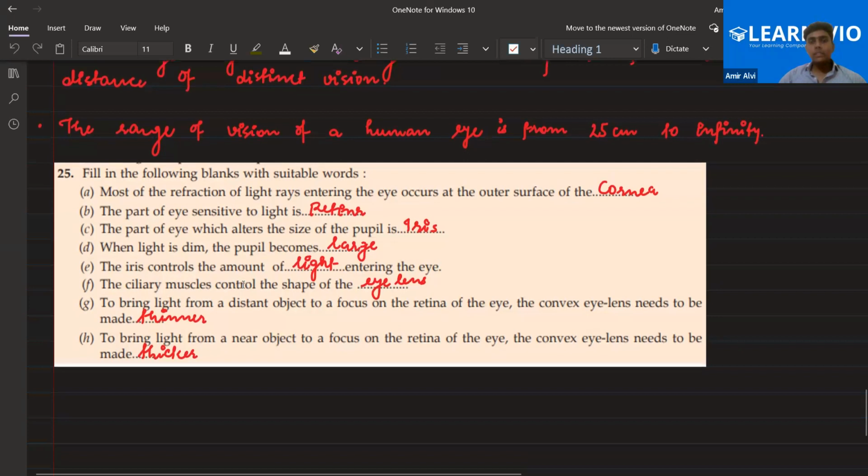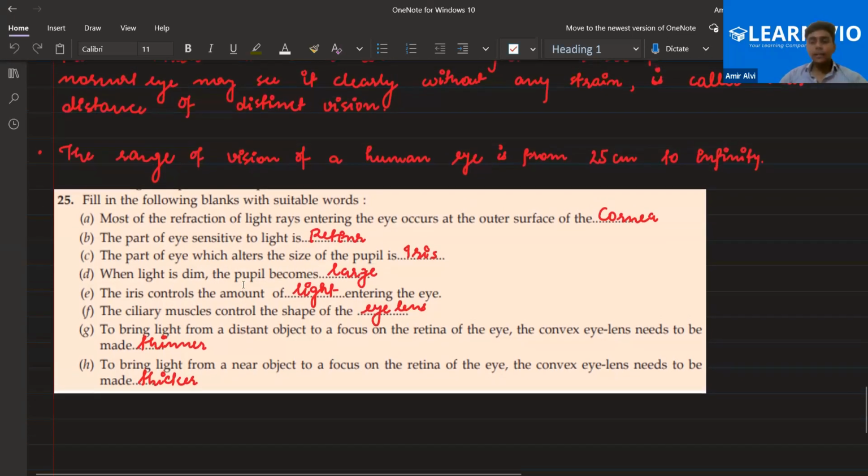And the iris controls the amount of light entering into the eye. Next, ciliary muscles control the shape of the lens. Ciliary muscles are the part of the eye that helps to change the shape of the lens, and it depends whether it will become thin or thick depending on the object placed. If the object is at a far point, the lens will become thin, and if the object is at a very near point, it will be thicker. Am I clear to all of you?